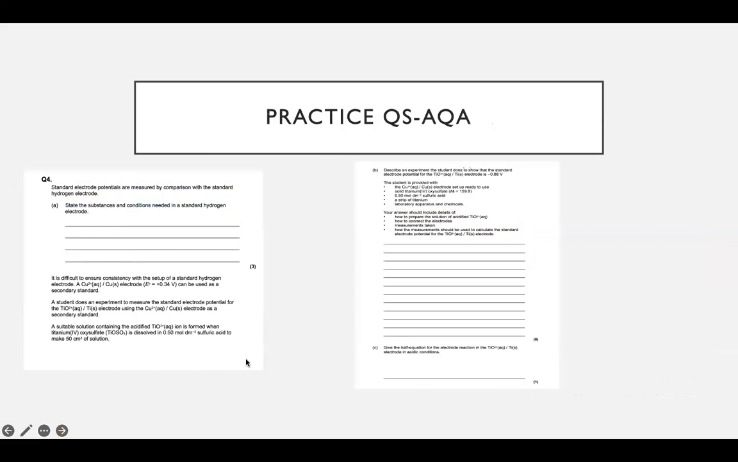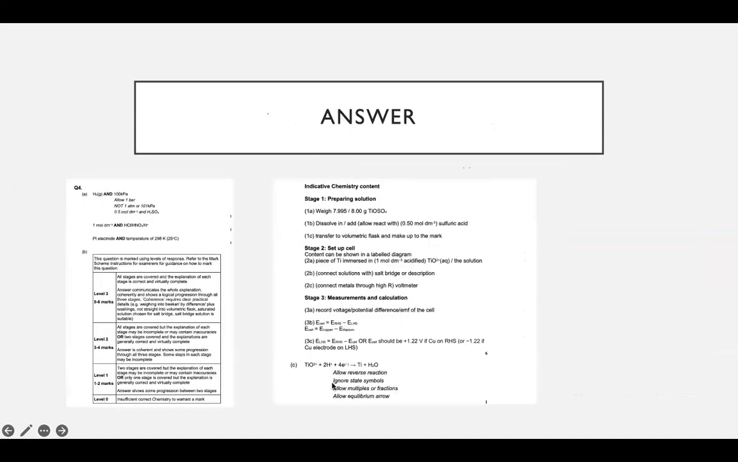We don't really have much time to go through all of these questions, so ignore the stuff on the right-hand side of this page. State the substances and conditions needed in a standard hydrogen electrode. I'll just say quickly, 298 Kelvin conditions, 100 kilopascals, and that means the hydrogen gas must be at 100 kilopascals too. And then acids, H plus ions at 1 mole per decimeter cubed concentration. Ignore the stuff on the right-hand side. That would take too long.